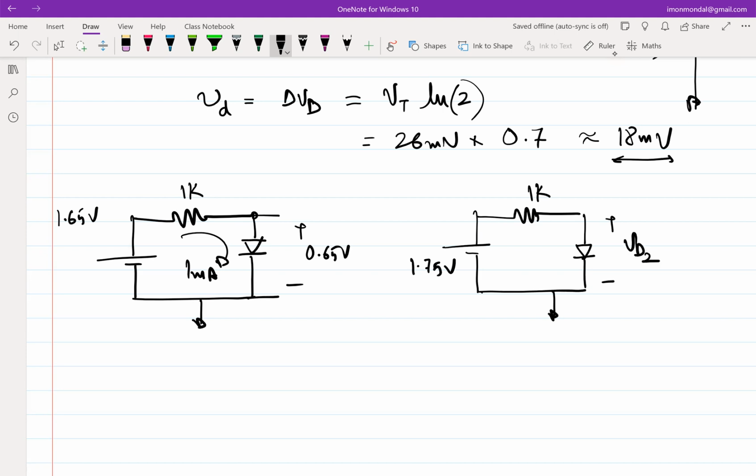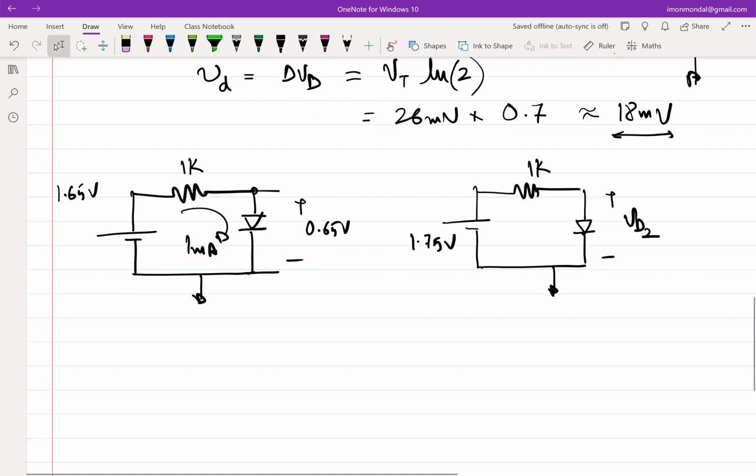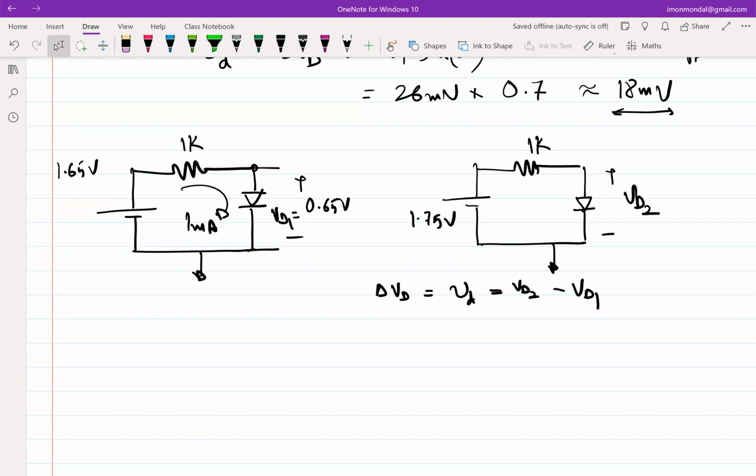So what will be the change across this diode? What will be the new VD? Or if I say this is VD1, what will be delta VD, or small vd, that is VD2 minus VD1? How will you find it? Delta VA, yes, into RD by RD plus R.